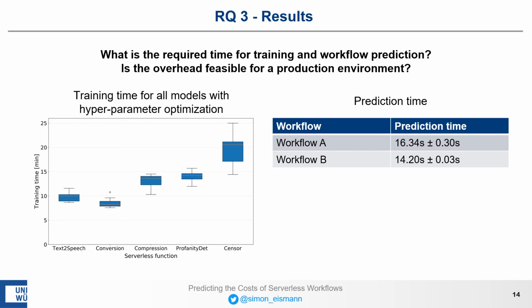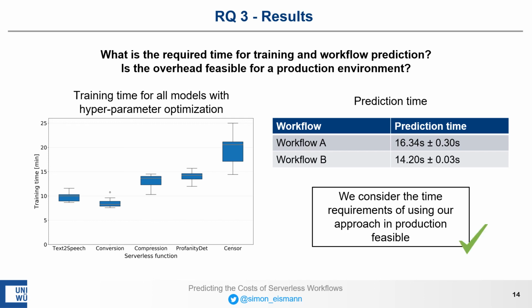And we can see here that the training time varies between 8 and 20 minutes per function, which for model training is feasible. On the right side, we can see the prediction time with the Monte Carlo simulation. What we see here is that there's no real difference between the two workflows, with workflow A taking about 16 seconds to predict and workflow B taking about 14 seconds to predict. Therefore, we consider that the time required to use our approach in production is feasible.